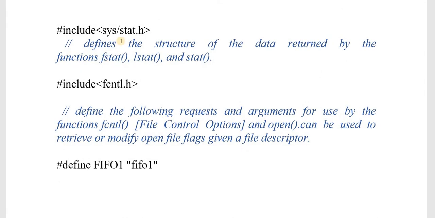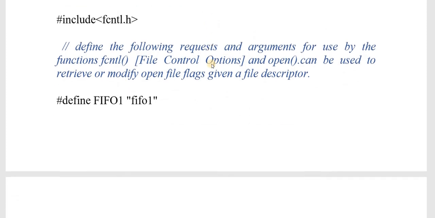#include sys/stat.h. It defines the structure of the data returned by the fstat, lstat and stat functions. #include fcntl.h. fcntl stands for file control options. It defines the requests and arguments for use by the functions fcntl and open, and it is used to retrieve or modify open file flags given a file descriptor.